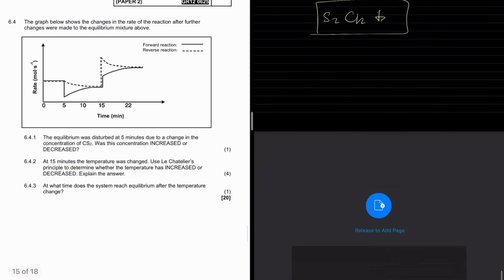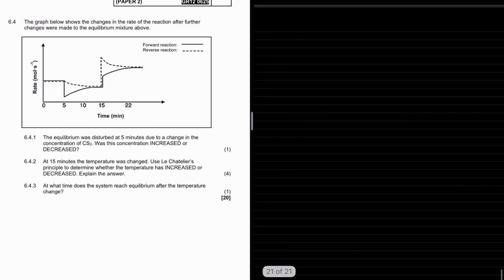All right, let's move on. Question 6.4. The graph below shows the changes in the rate of the reaction after further changes were made to the equilibrium mixture above. 6.4.1, the equilibrium was disturbed at 5 minutes due to a change in the concentration of CS2. Was this concentration increased or decreased?